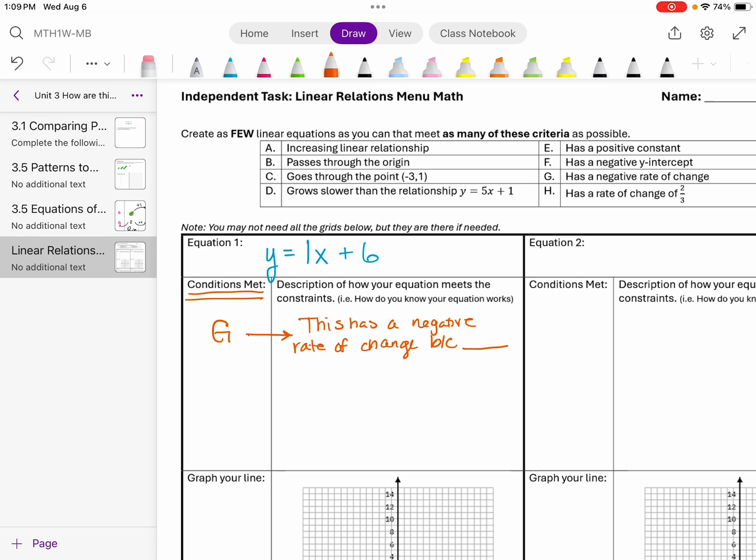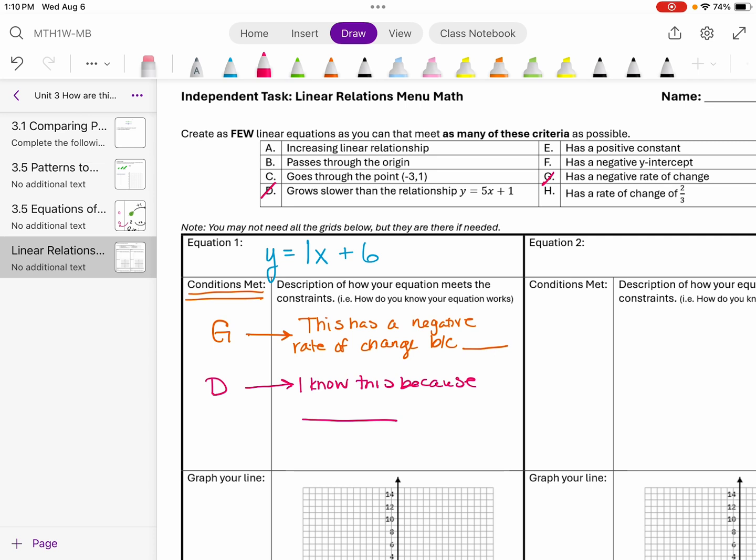If it meets more than one criteria, I might say that it might grow slower than the relationship y equals 5x plus 1. So I'm going to say, okay, it also meets D, and then I know because, and I'm going to explain that here. So as I'm going, I'm likely going to be crossing off the conditions that I've met.